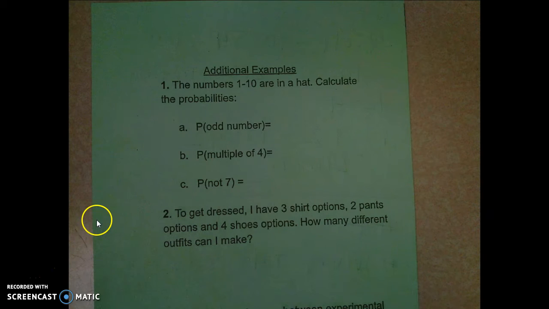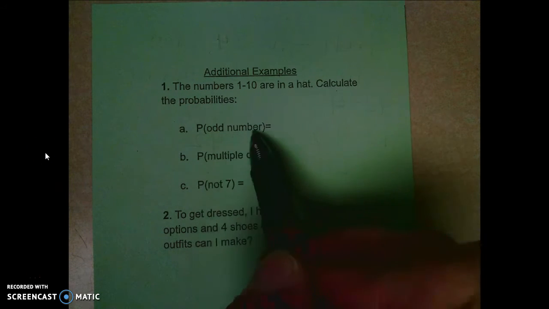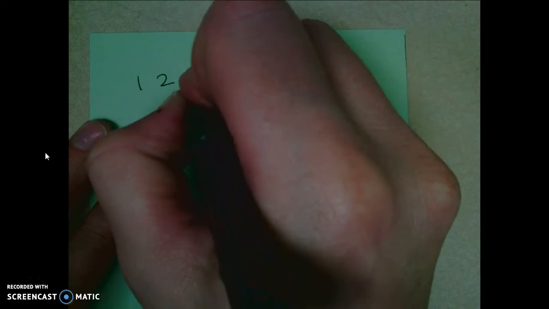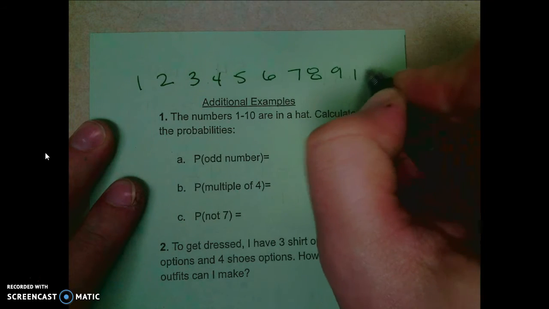Number 1, the numbers 1 through 10 are in a hat. Calculate the probabilities. So when you see this P, that means probability. So what is the probability that you will pick an odd number? So we're talking about the numbers 1 through 10. So 1, 2, 3, 4, 5, 6, 7, 8, 9, 10.